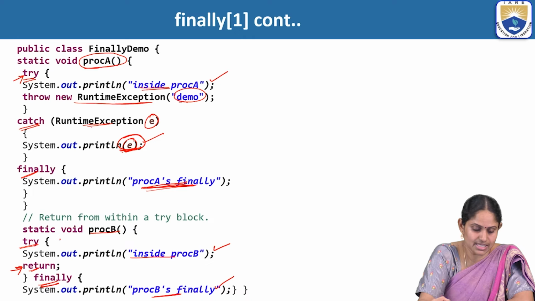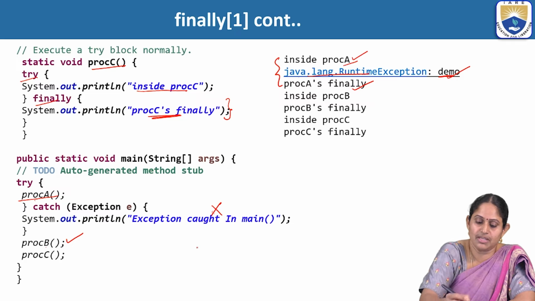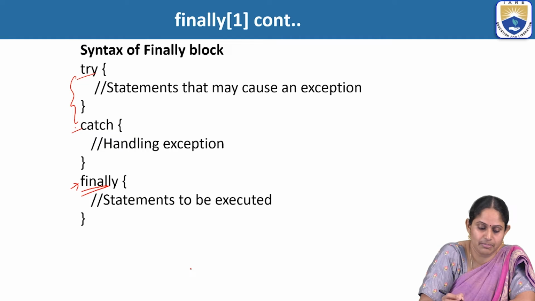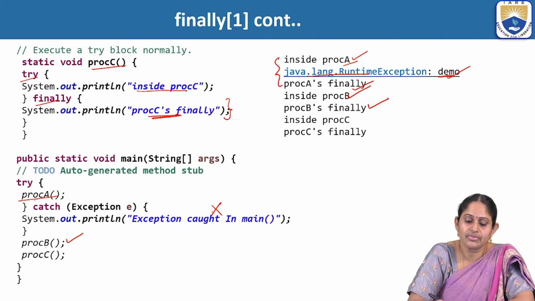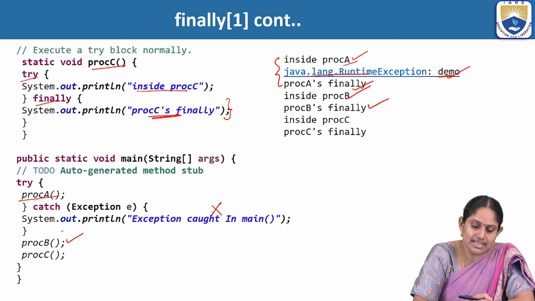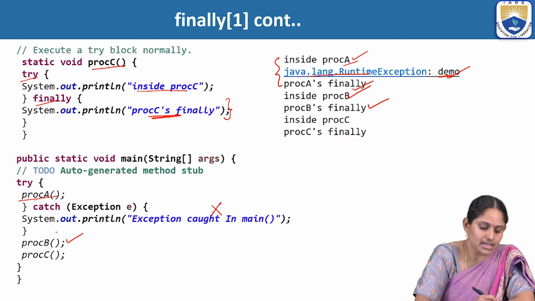Once procedure B is called, it will print these two statements. As I have told, it will first execute the display statement inside procedure B. So we get inside procedure B, and we have a return statement. But before executing the return statement, the finally block will be executed, so the finally block statement will be shown in the output. You get the finally block output of B, and then it will return. Once this finally block is executed, it will return, and the control will come to this point, and then it will start executing procedure C.